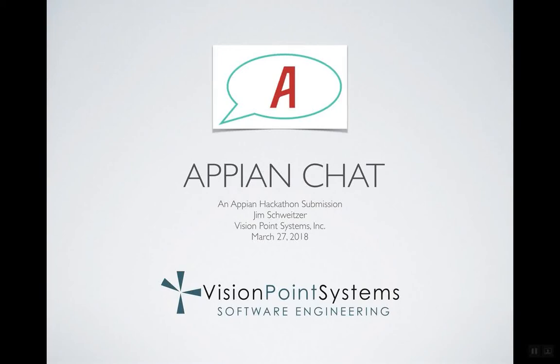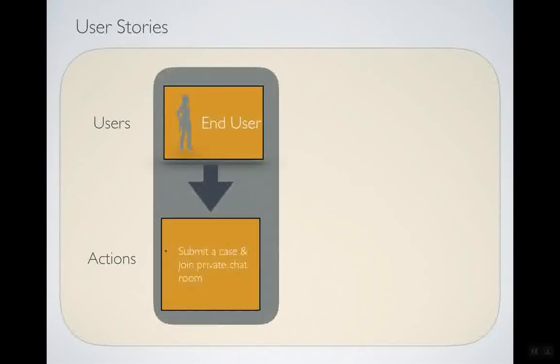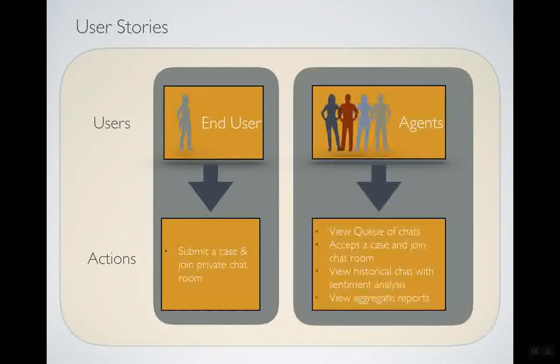I'm going to show you the Appian Chat app built for the Hackathon 2018. So this app is going to feature two user stories. The first being from an end user: I'm going to submit a support case so that I can join a chat room to chat with an agent. And then as an agent, I can view the queue of pending chats, accept a case and join a private chat room, view historical chat information, including sentiment analysis for the content of the chat that had happened, and then view some reports about the aggregation of the data.